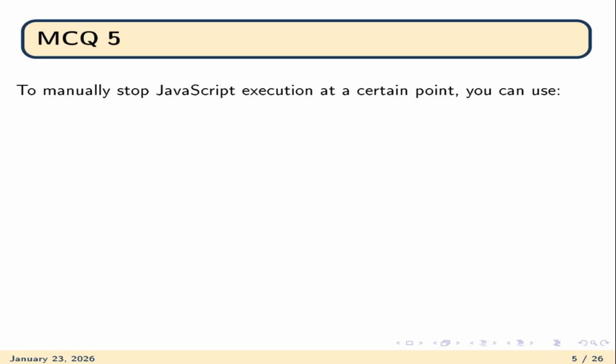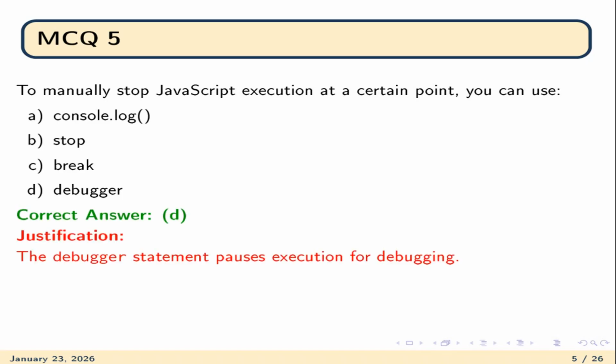Question number 5. To manually stop JavaScript execution at a certain point, you can use console.log, stop, break, debugger. The correct option is D, that is debugger, because the debugger statement pauses execution for debugging.